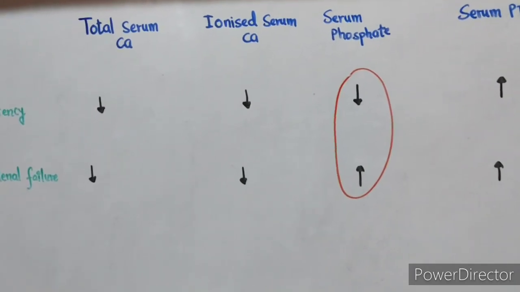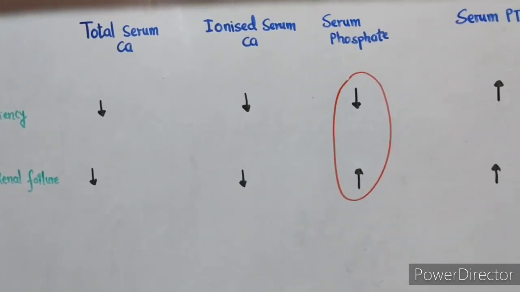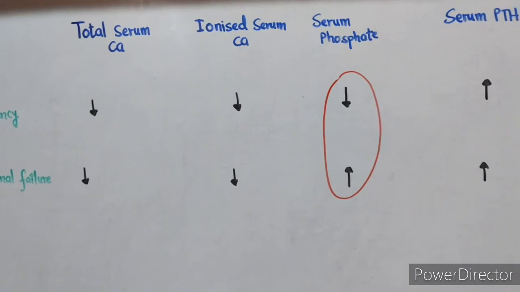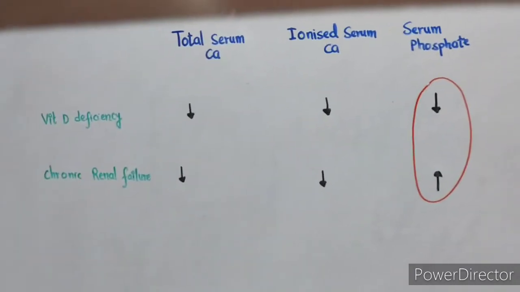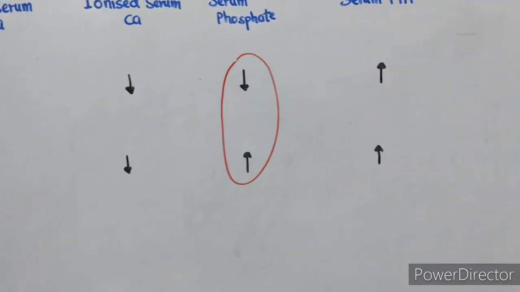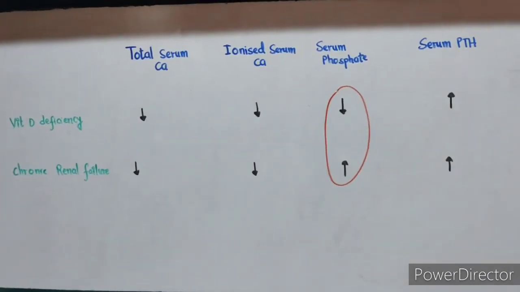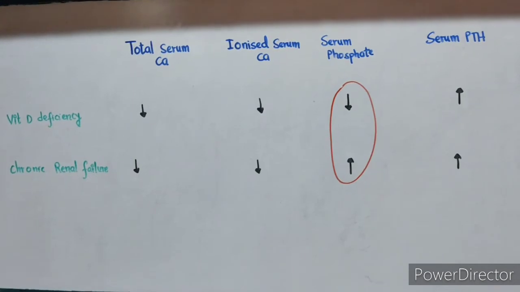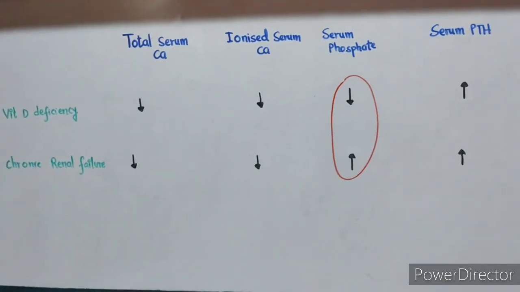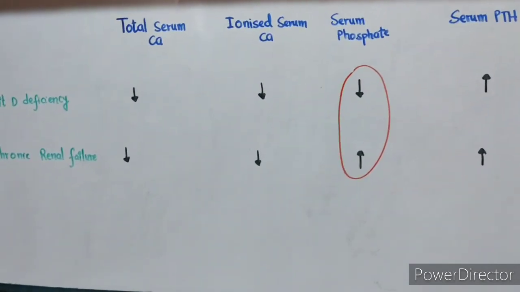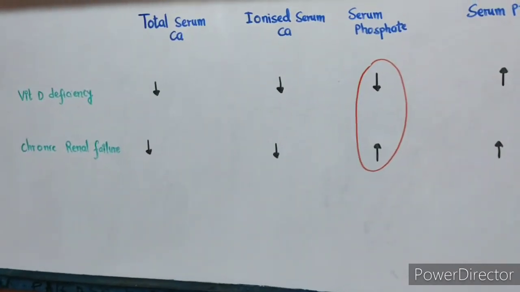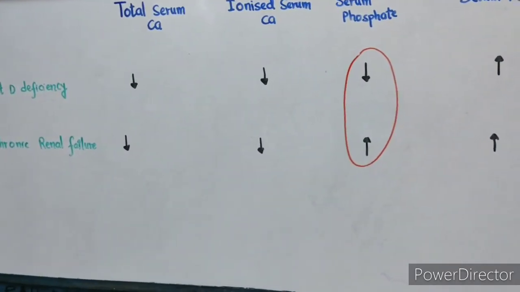Due to decreased ionized serum calcium, because of negative feedback effect on parathyroid hormone, again similar to vitamin D deficiency, there will be increased serum parathyroid hormone. So which parameter is different in these two cases is serum phosphate. In vitamin D deficiency, serum phosphate will decrease, whereas in chronic renal failure, serum phosphate will increase.